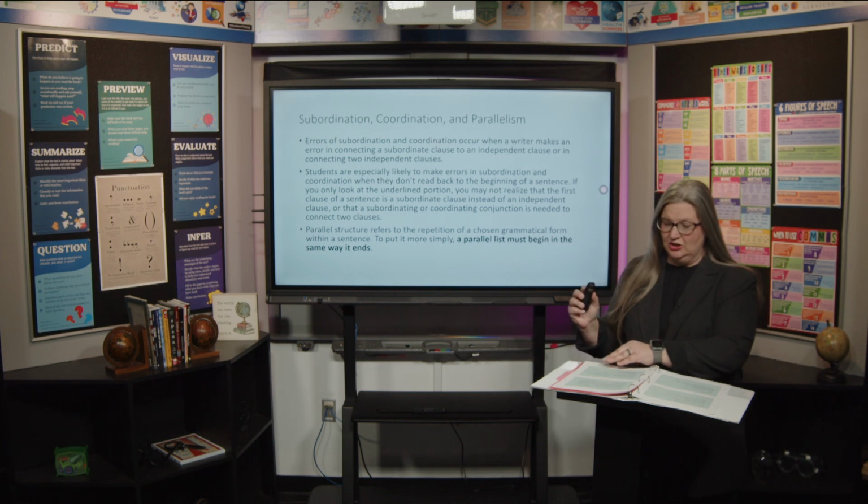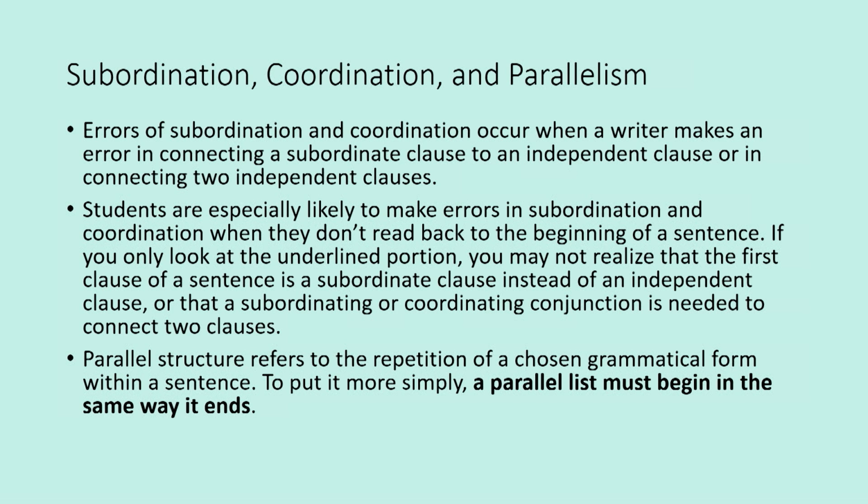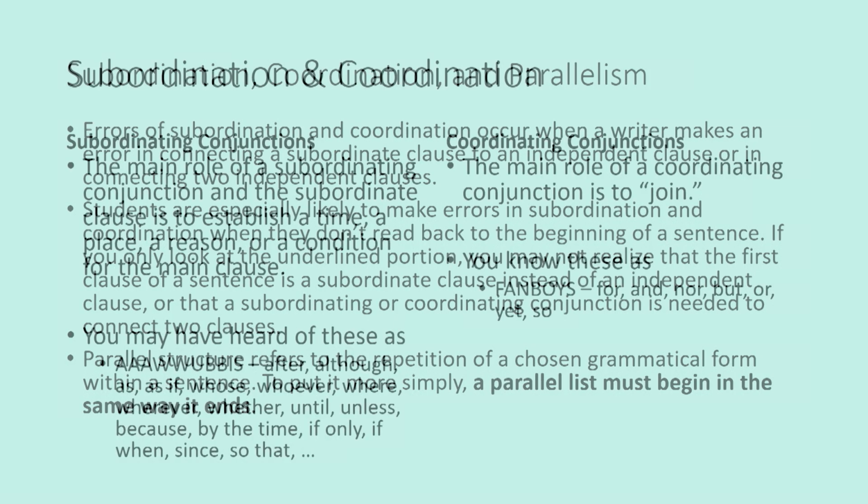All right, let's look into parallel structure. What does that mean for parallel structure? That's when you have the repetition of some kind of chosen grammatical form within a sentence. A parallel list must begin and end the same way. So what does that mean? If I use a to be verb, all of my verbs in that list must be to be verbs. If I use ing, everything in that list needs to begin the same way. And we're going to dig in and see how ACT says to fix those issues.